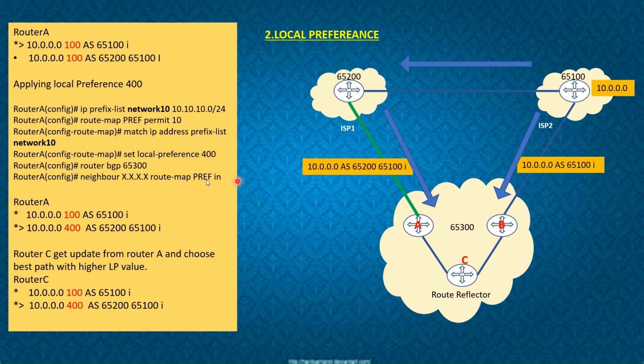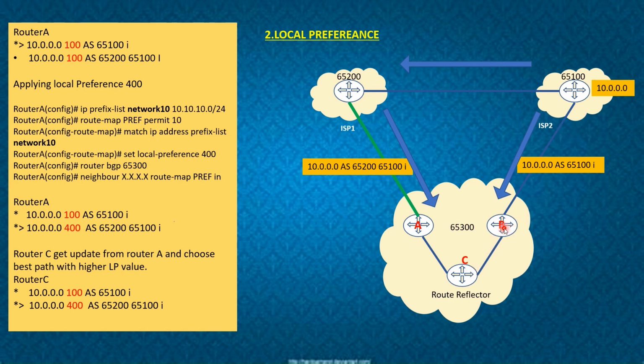This configuration says that whenever router A receives the 10 network in the inbound direction, apply the local preference value 400. So when this 10 network comes via ISP1 to router A, it will add the local preference value 400, and that will be advertised to the route reflector. And the route reflector has the property that it can share one IBGP route with the other IBGP peers. Okay, so it will exchange.